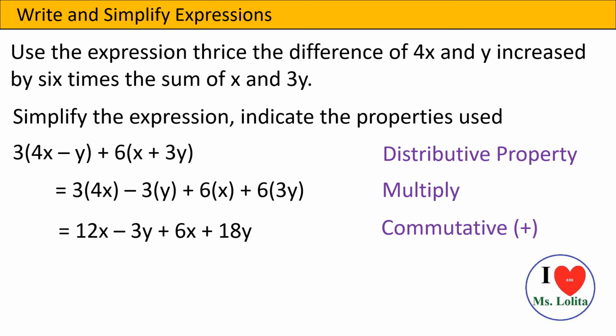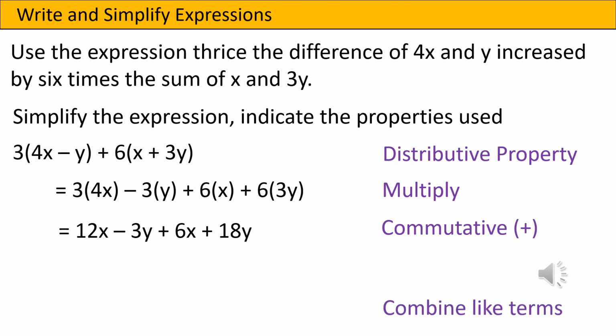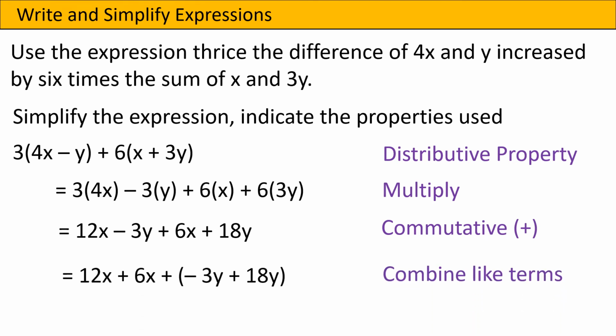To multiply, it will give us 12x minus 3y plus 6x plus 18y. Then, we can use the commutative property of addition. To make it easier for you, it will be better to combine like terms. That is why it will be 12x plus 6x plus quantity minus 3y plus 18y.